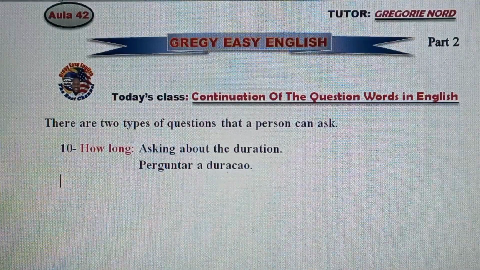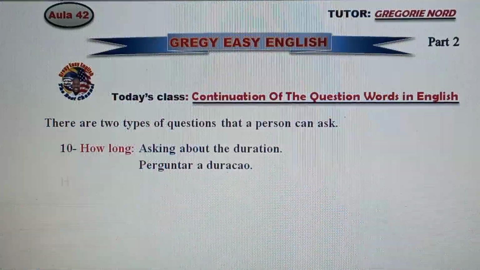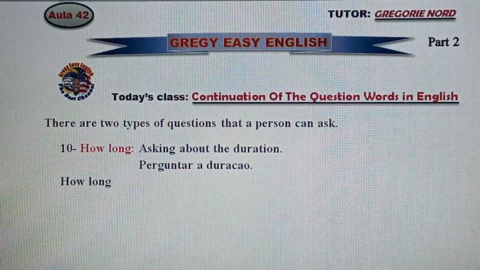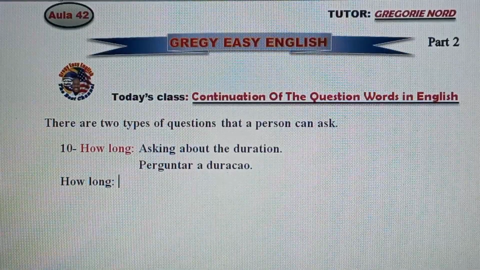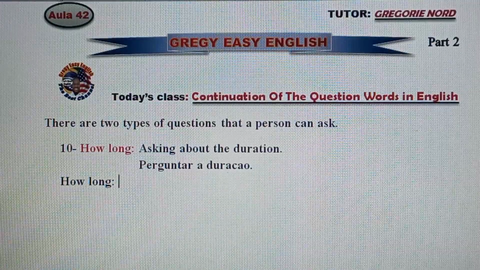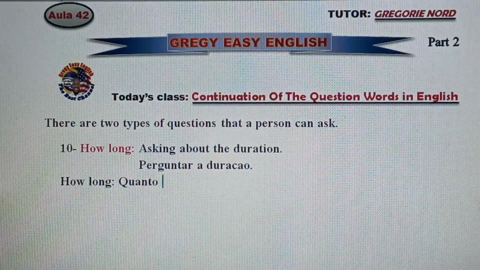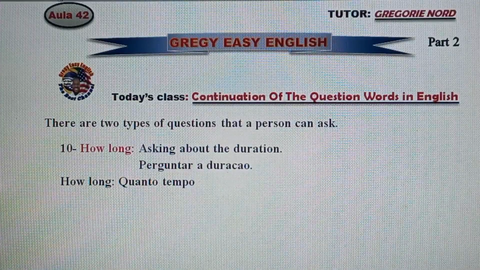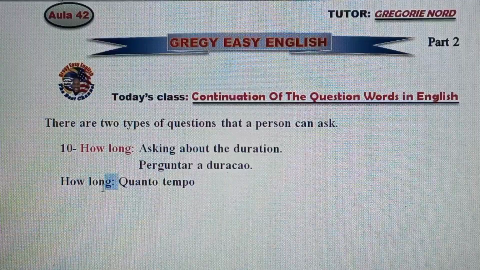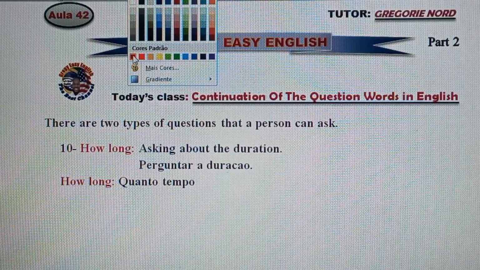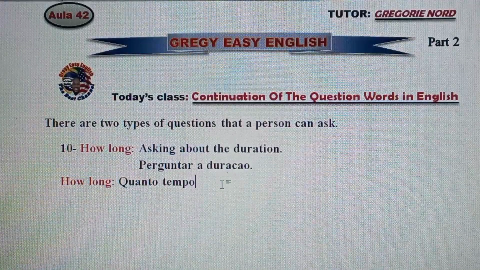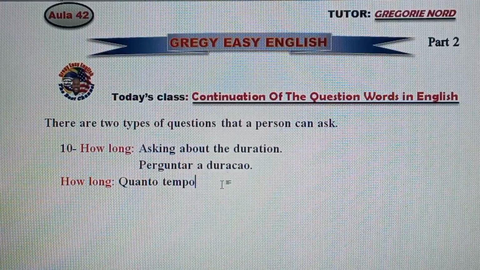Agora, o que significa how long em português? How long em português significa quanto tempo. Quanto tempo. How long significa quanto tempo. Okay, guys? Quanto tempo. Now, let's have example with how long.